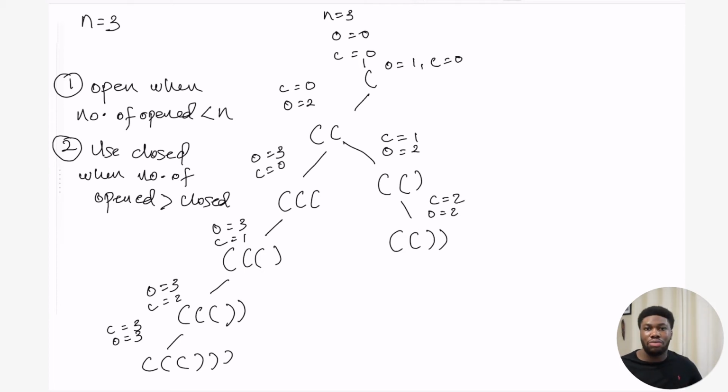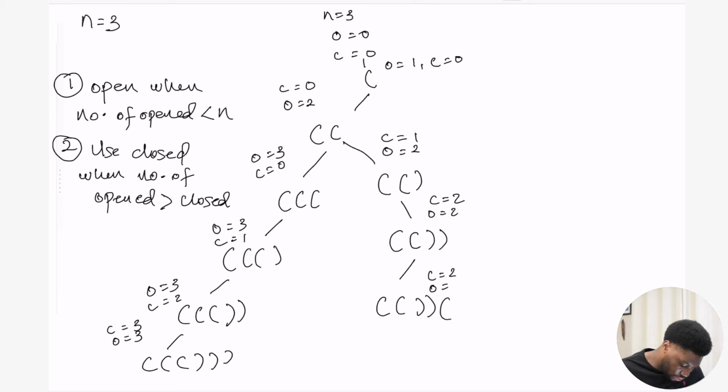Now, at this point in time, we can choose to do two things. We can either open or we can close. But if we take a look at our rules, we can't close anymore because the number of opened is not greater than the number of closed. Meaning that at this point, we can only do one thing, we can open. Close is equal to 2, open is equal to 3. Now, we can't open anymore because we've used all our opens, but we can close because the number of open is greater than the number of closed.